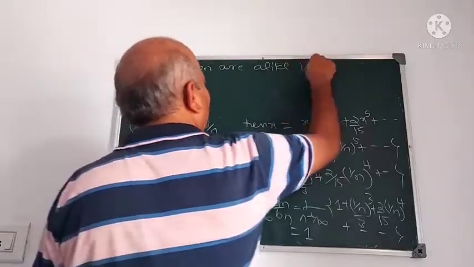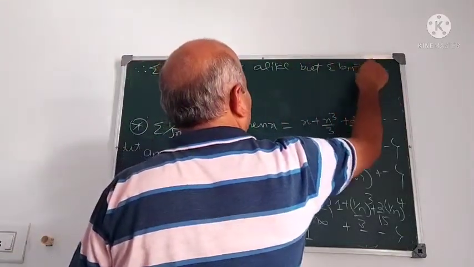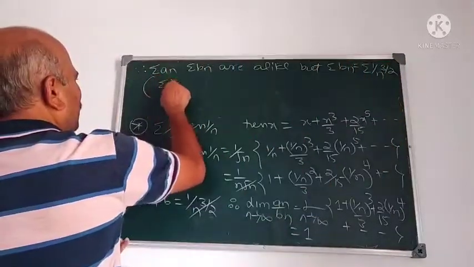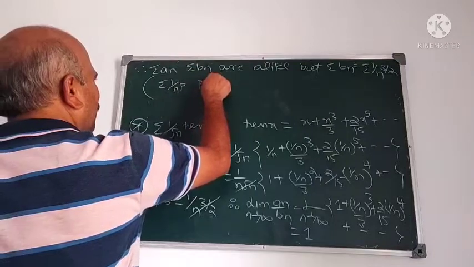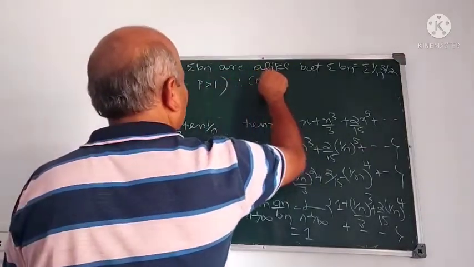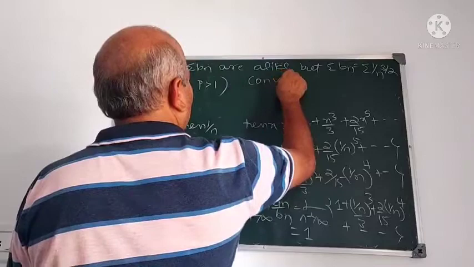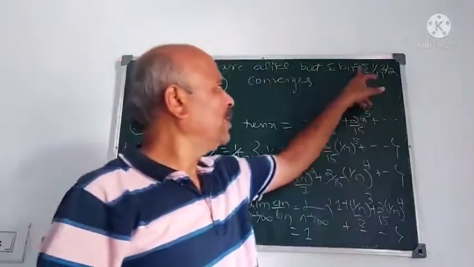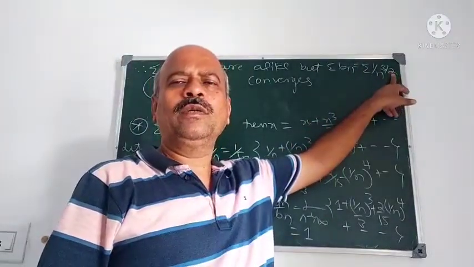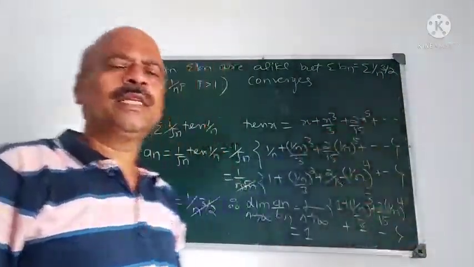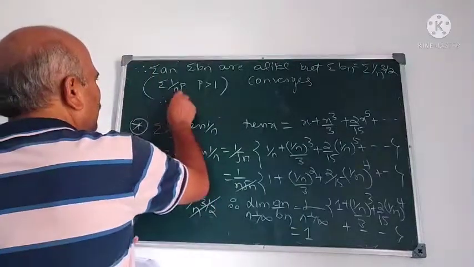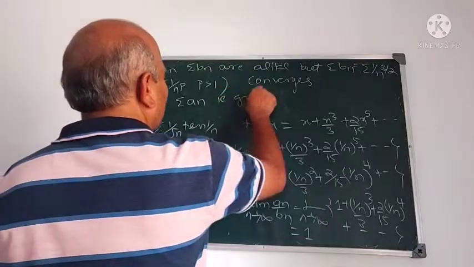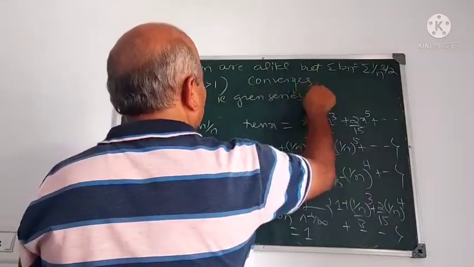But we know sigma bn. Sigma bn is sigma 1 upon n raised to 3 by 2. It is of the form sigma 1 upon n raised to p, where p greater than 1. Therefore, converges. Why does sigma bn converge? Because sigma bn is sigma 1 upon n raised to 3 by 2, p is 3 by 2, it is greater than 1. Therefore, converges. Therefore, sigma an, that is the given series, converges.